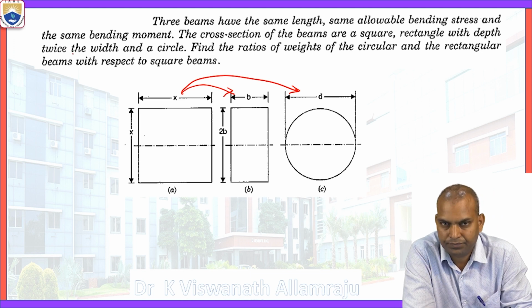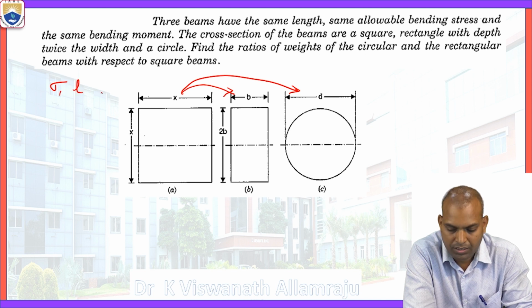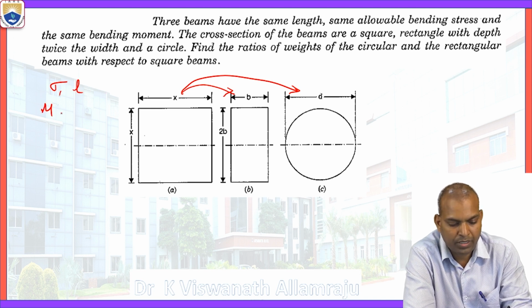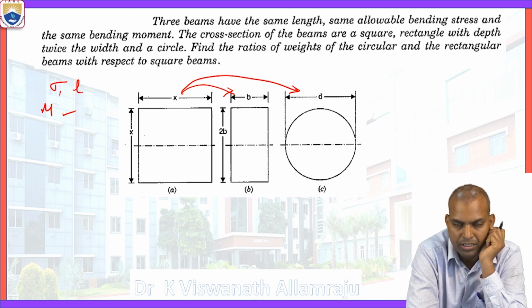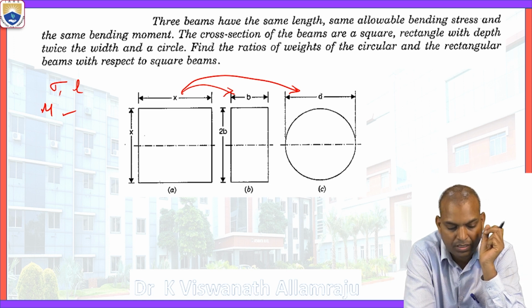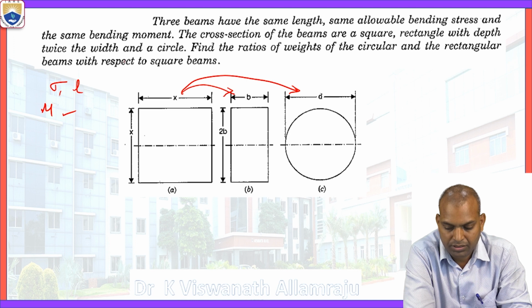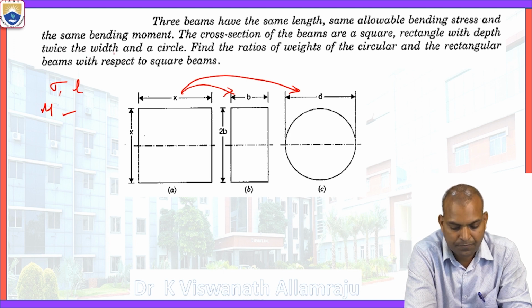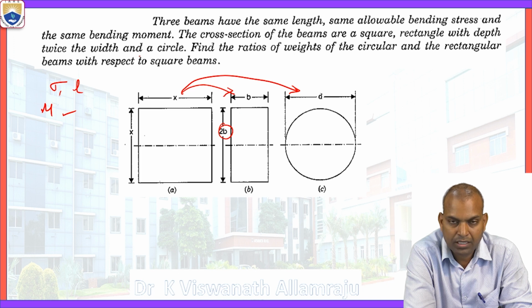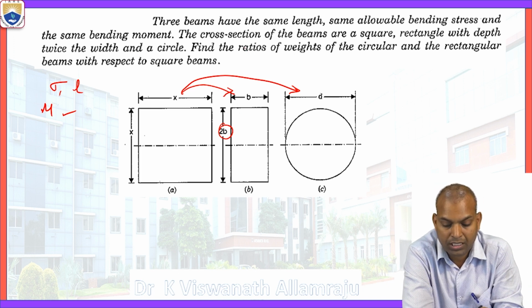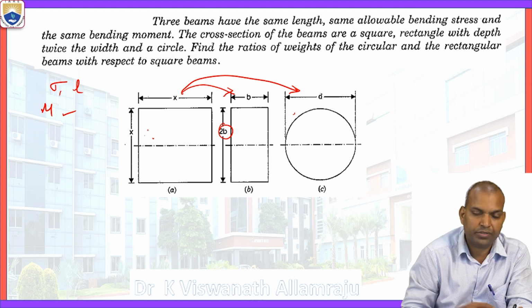Three beams have the same length and the same allowable bending stress. Sigma is same, L is same, and the same bending moment M. The cross sections of the beams are a square, a rectangle with the depth twice the width, so B becomes 2B, and a circle. Find the ratios of weights of circular and rectangular with respect to square beams. What is that ratio?